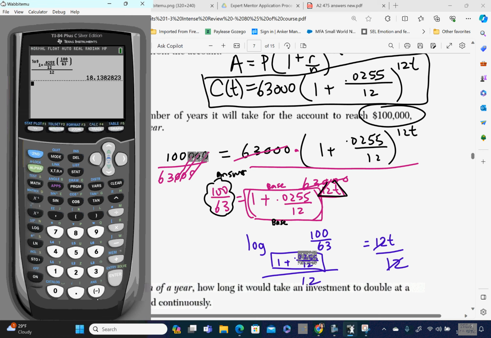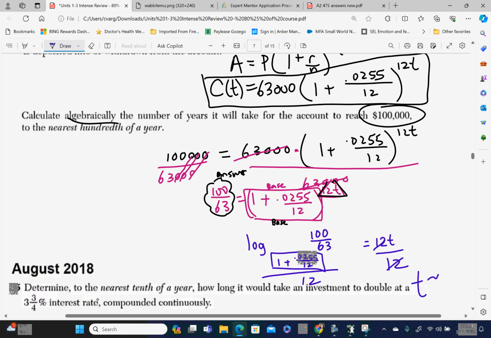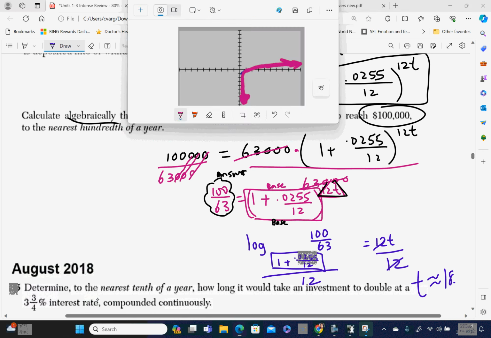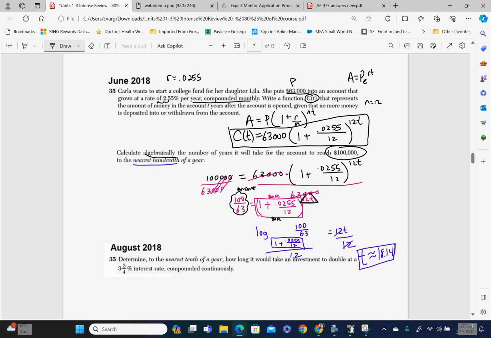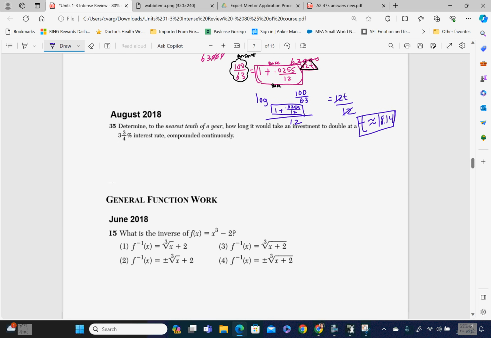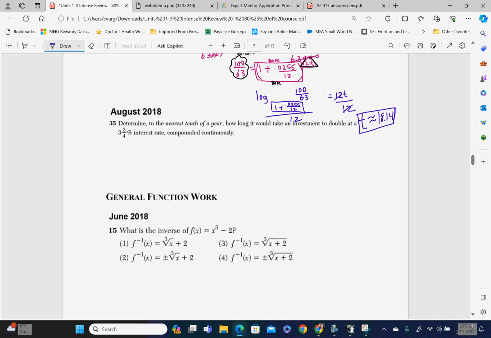And look, so t is equal to about 18 point, what do we have? 18.14. And it says to the nearest hundredth of a year, so that's why I left it to the 14. Okay, so there's my answer. Okay, that wasn't bad. Looks a little crazy, but whatever.